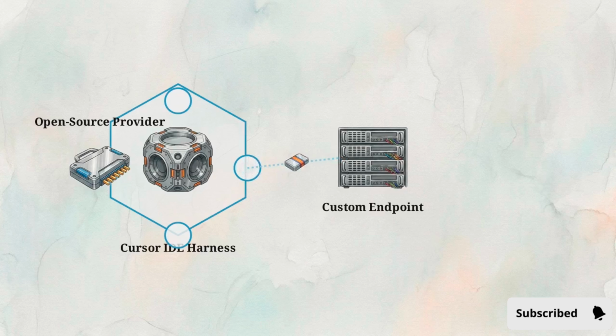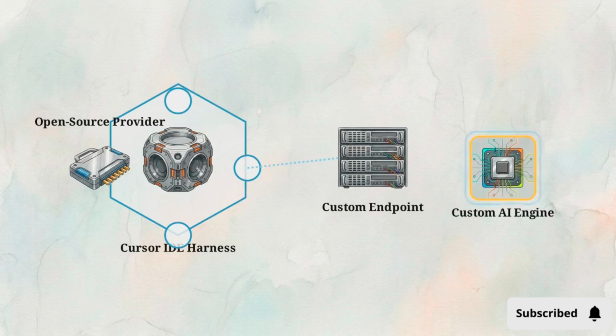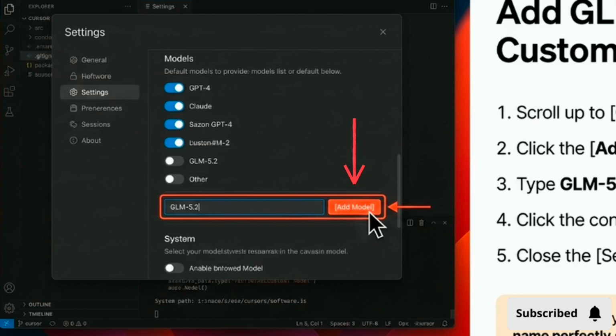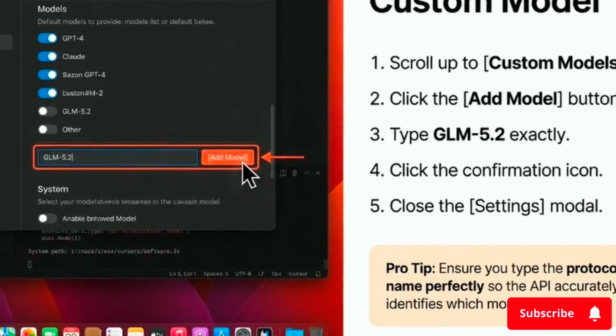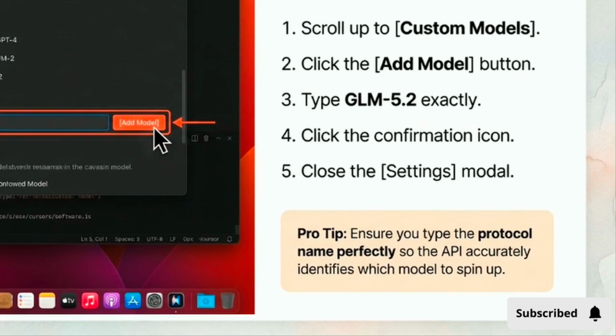Now that the traffic is redirected, we need to register the specific AI engine. Scroll back up to the Custom Models section within the Settings panel. Click the Add Model button. Here, you must type the protocol name perfectly. Enter capital GLM-5.2. Any typo or missing hyphen in this tag means the API won't know which architecture to spin up.